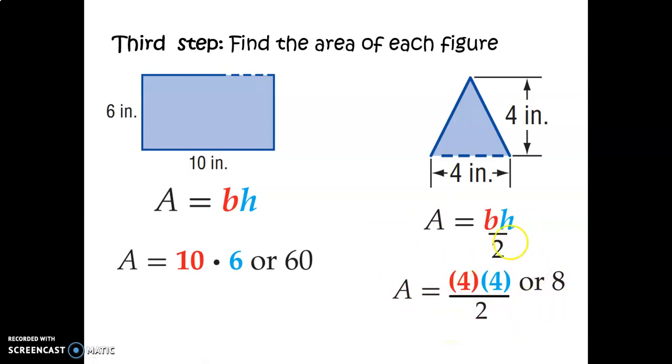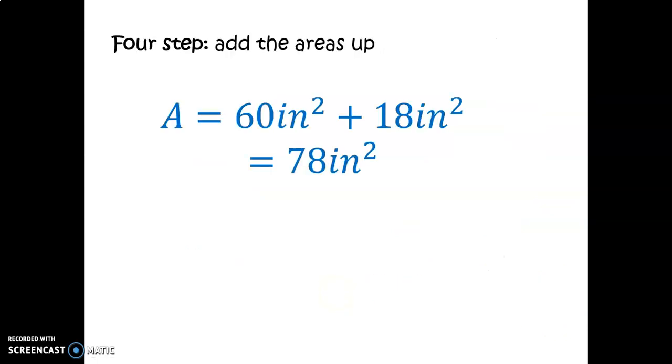Finally, what we have to take into account is that the area of the cathedral was composed by this rectangle and this triangle. So as long as the problem is asking us which is the area of the cathedral, what we have to do is take this area that is 60 square inches and this area that is 8 square inches, and we have to add them up. So when we do that, we get that the area of the figure is going to be 60 square inches plus 18 square inches. That is going to be a total of 78 square inches.